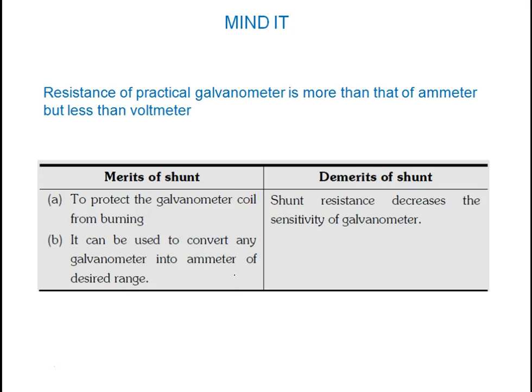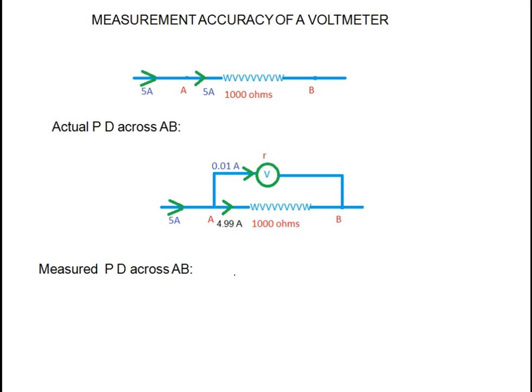Now all of you have to mind that the resistance of the galvanometer is more than the ammeter, because an ammeter, as all of you know very well, should have zero resistance, and a voltmeter should have high resistance, that is infinite. Now what is the advantage of shunt? Shunt means you are putting some low resistance in parallel to a device, and what is the demerit of the shunt? You please read it.